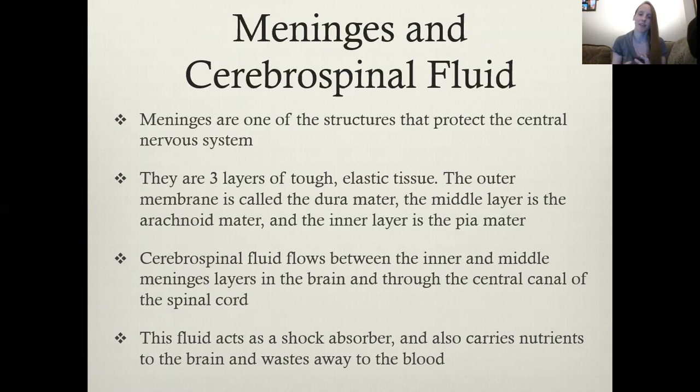And then the cerebrospinal fluid flows between the innermost and the middle layer of the meninges, surrounding the brain, and then through the central canal of the spinal cord. The reason that fluid is there is, one, to act as a shock absorber. So if your head gets hit, your brain is going to hit some liquid before it hits your skull, for instance. It also carries nutrients to the brain and waste away to the blood.